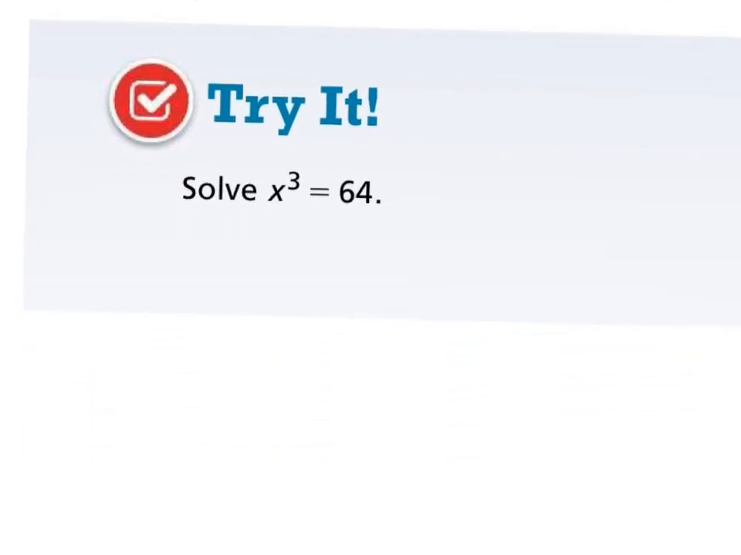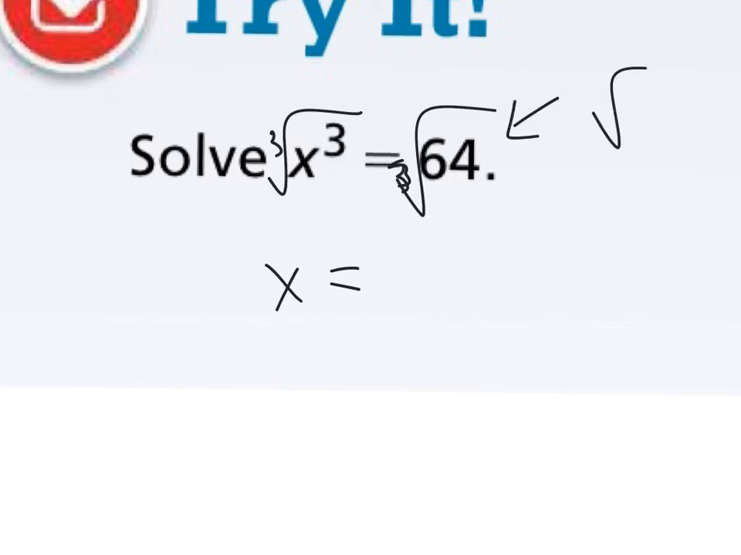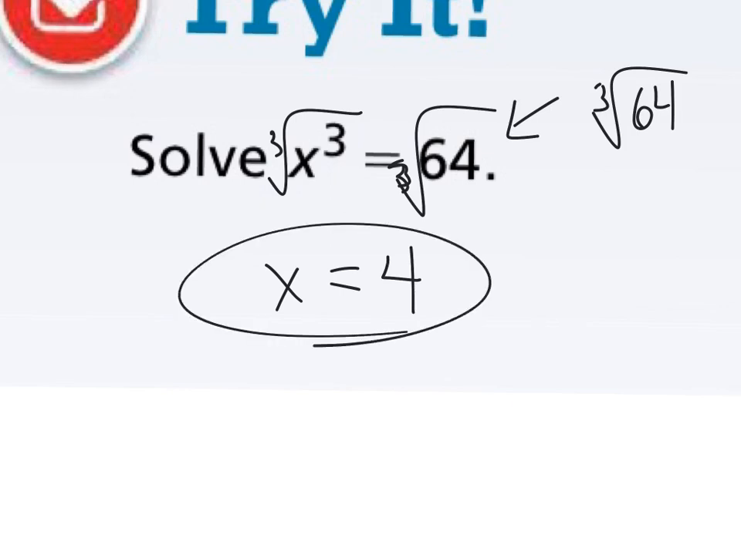So if we look at the try it, they want us to solve x cubed equals 64. So since x is being cubed, we can take the cube root. Sorry, that was a little sloppy there. That's the cube root of 64. So cube root of 64 is 4. Again, since we did the cube root, we don't need to put the plus or minus. So our answer is 4.